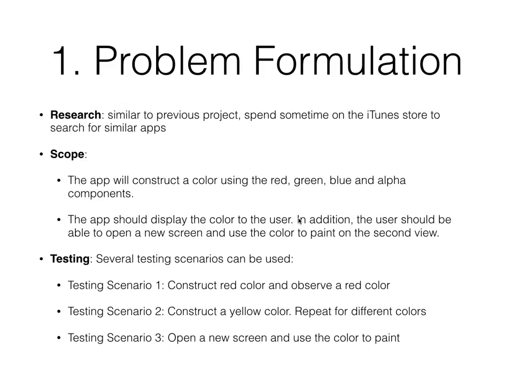Then once you constructed a color, the app should display that color to the user so they see what they created. And then we want to create another screen and display the color on the second screen as well, or use it to paint. So testing, I could construct several testing scenarios here, but just to give you an example, scenario one is to construct a red color and observe that there's a red color, meaning give the value of red. Then yellow is a mix of colors, red and green, and then another scenario is to open a new screen and use the color to paint.